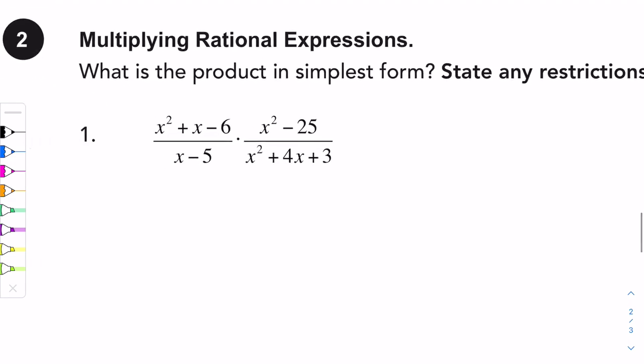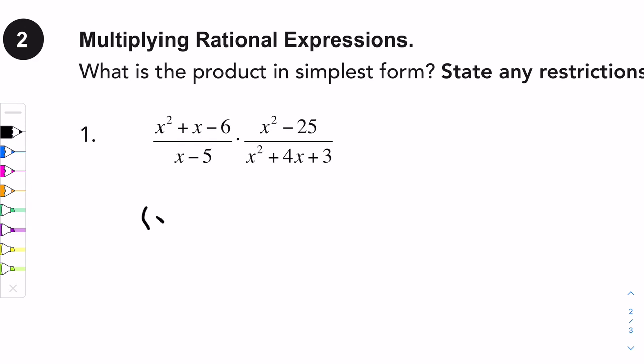Number 1, we have x squared plus x minus 6 divided by x minus 5, multiplied by x squared minus 25 divided by x squared plus 4x plus 3. The first step is to factor all numerators and all denominators. So yeah, there's more with this problem, but it's the same exact process as the ones we just went over.